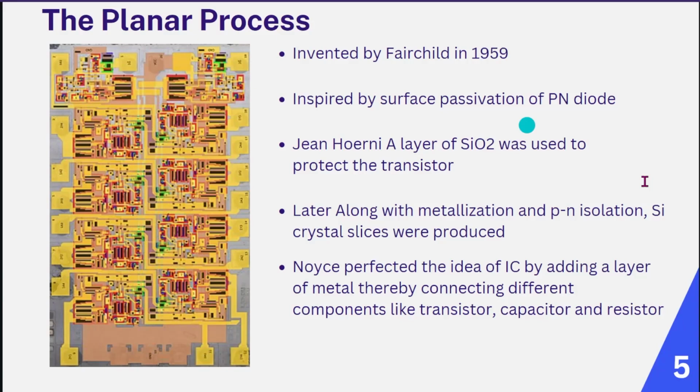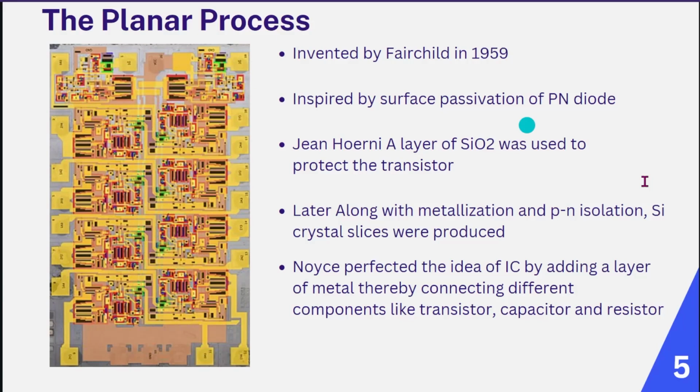The process was invented by Jean Hoerni in 1959 while working at Fairchild Semiconductor. It involves doping a silicon wafer with impurities to create specific regions of P-type and N-type semiconductors. After this, a layer of oxide is grown on the surface of the wafer, followed by the application of a layer of photoresist. The photoresist is then exposed to light through a mask, causing it to harden in certain areas. The unhardened areas are then etched away, leaving behind a pattern on the oxide layer.